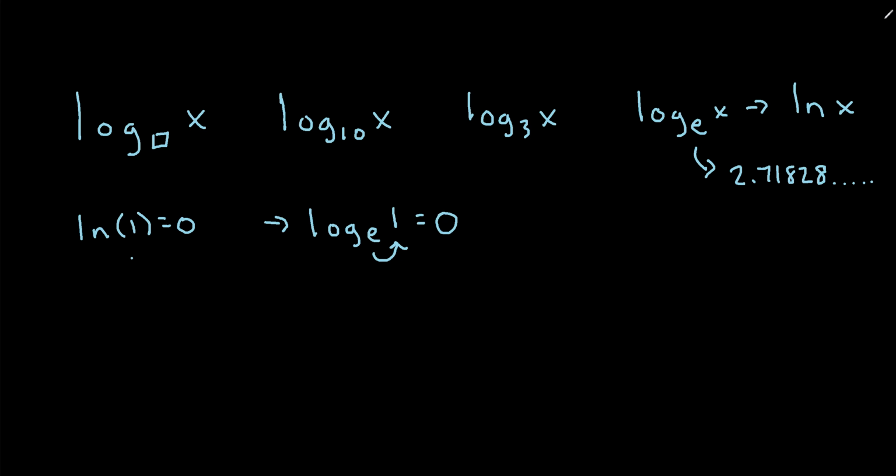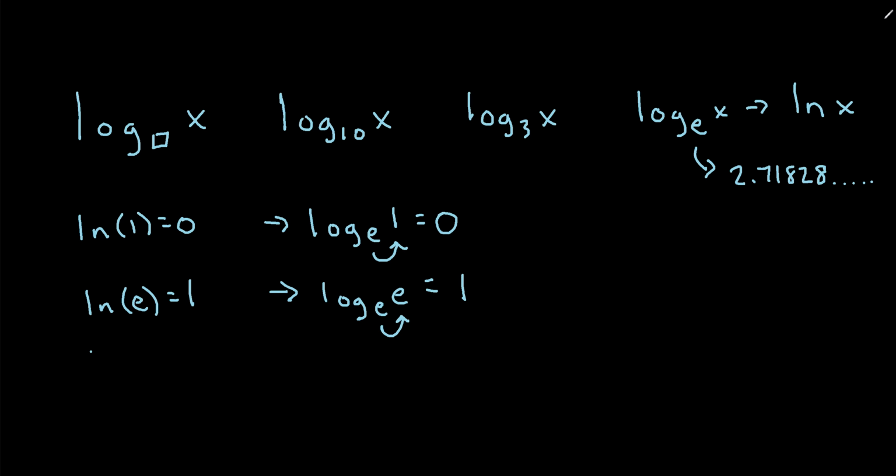Another property that we need to know is the natural log of e is equal to 1. Why? Because the natural log of e can be rewritten as the log base e of e, and the way that we evaluate that is e to what power gets us e? Well, e to the first power. So this whole thing is just equal to 1. So the natural log of e is equal to 1.